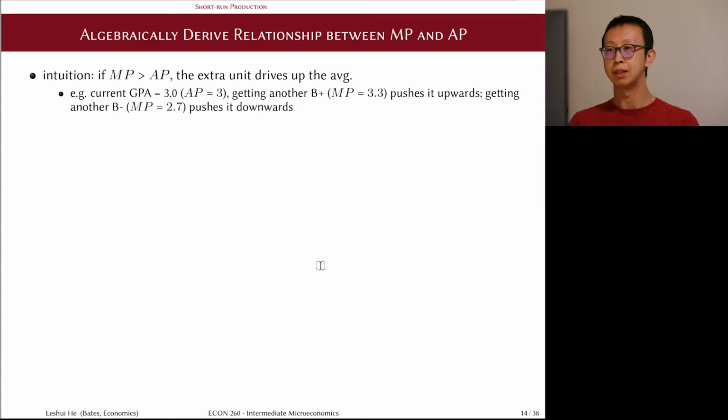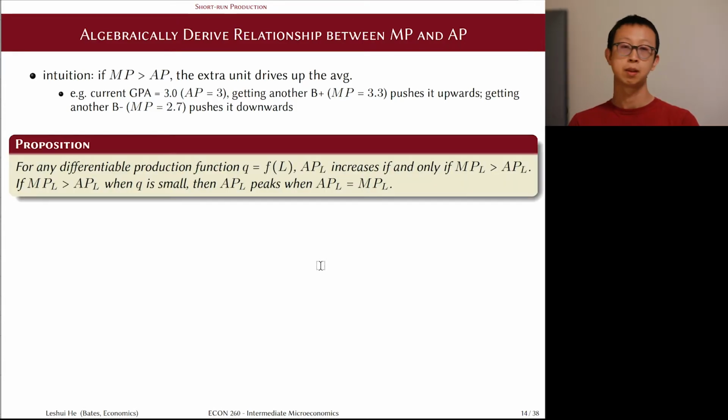And that's exactly the same idea here with production. If the marginal is higher than average, the average must increase, and when the marginal is lower than average, then the average must decrease. Here we offer a more formal mathematical argument in the case of marginal and average product of labor. The proof verifies our intuition and also helps deepen our understanding about these two important concepts of average product and marginal product. The statement looks a little bit scary, but it just describes our previous observation about the marginal and average products.